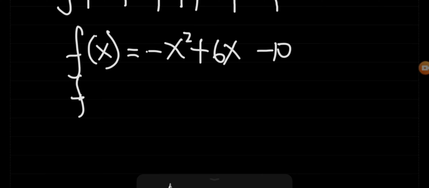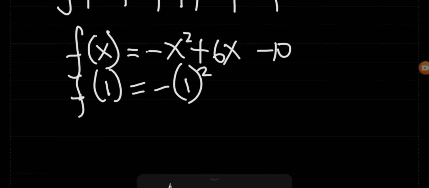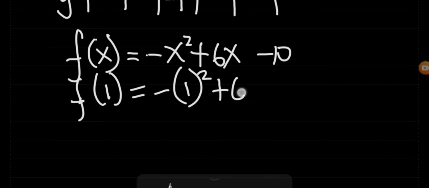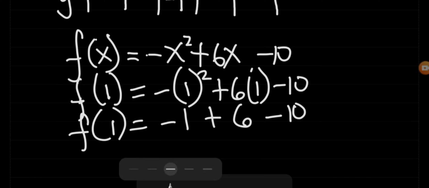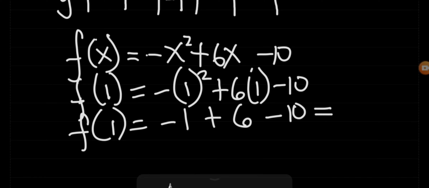So we will replace x with 1. Negative 1 squared plus 6 times 1 minus 10. So negative 1 squared is negative 1, plus 6 times 1 is 6, minus 10. So this will give us negative 5.